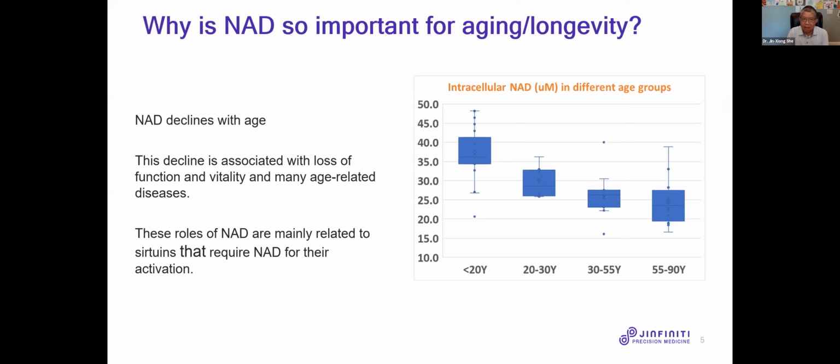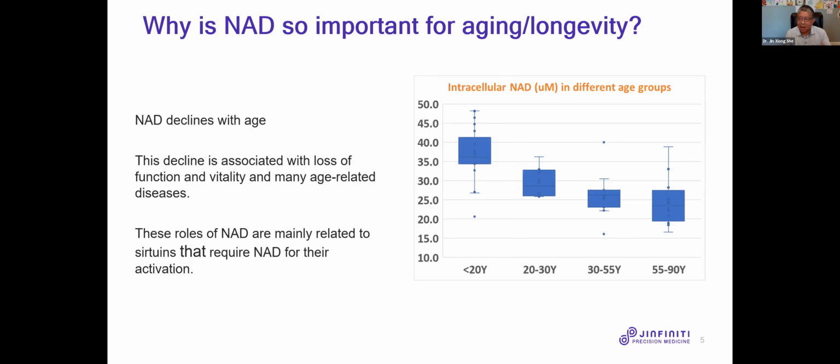The second main reason why NAD is so important is that NAD is believed to decline with age, although the data are not very abundant in the literature. On the right side, I have shown you some data that are generated in Bfinity, where you can see the level of intracellular NAD on the y-axis, and on the x-axis you see different age groups. I actually cannot see the right one, it is hidden by the picture.